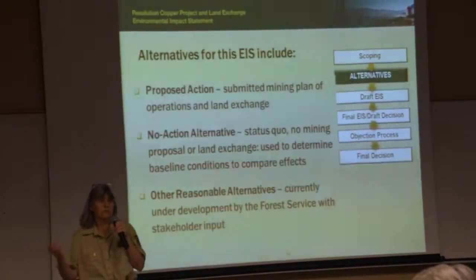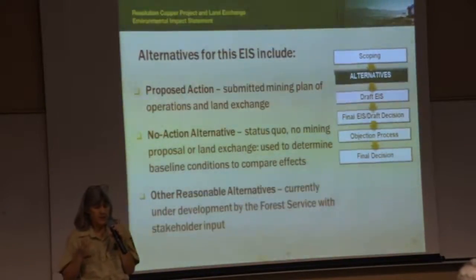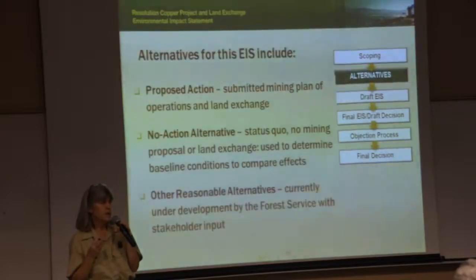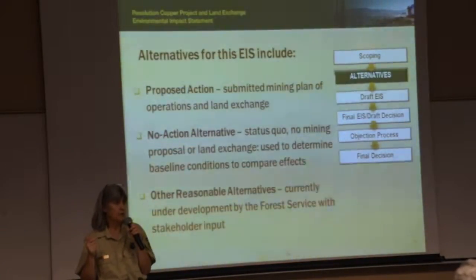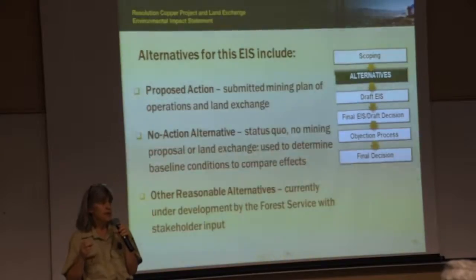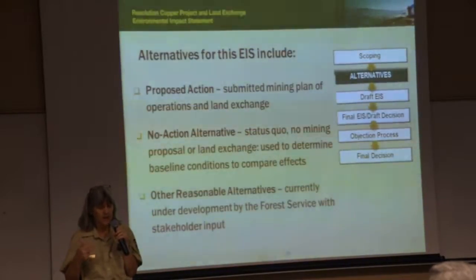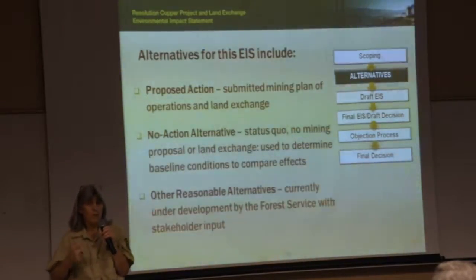Okay, so dialing us back into here we are with the Resolution Copper General Plan of Operations. What are we talking about when we're talking about the alternatives for this EIS? So we can break them into three categories. There's the proposed action, so that is one alternative that we look at. And then there's the no action alternative, as we call it, and that's considered the status quo. Status quo in the sense that we use it for a relative comparison, as if there was no mining or land exchange involved. And we use it to compare the proposed action with the baseline and then with the other alternatives.